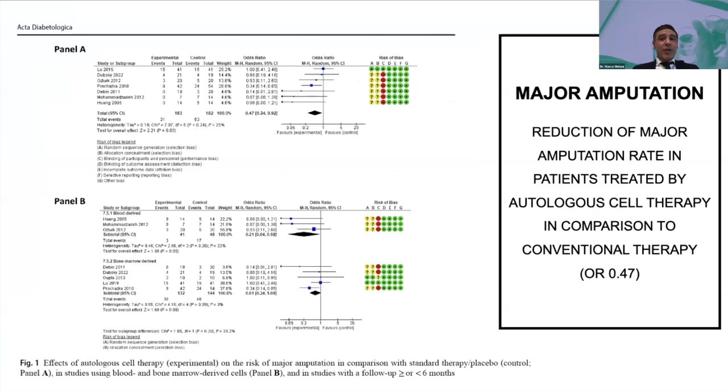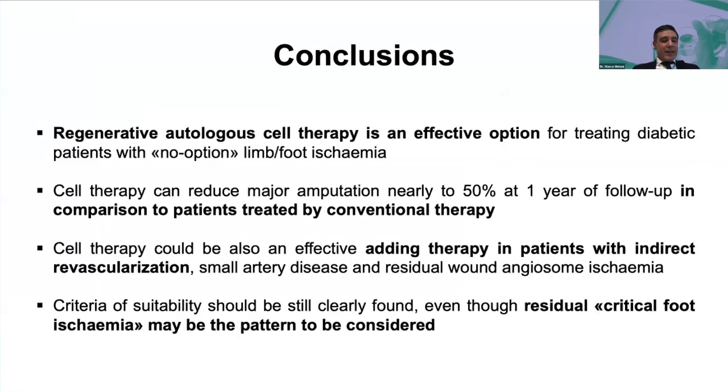The same result, more or less, was reported when the measure of amputation was evaluated. Patients treated with regenerative therapy reported a reduced amputation rate in comparison to patients treated by conventional therapy. So finally, after the different studies that we have in the literature, after the first experience that we have had in the last decade, we can say that regenerative autologous cell therapy could be, or is, I think, a good option for treating patients with no-option critical limb ischemia.